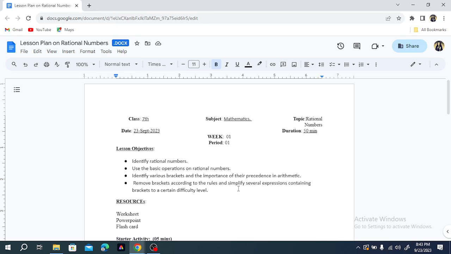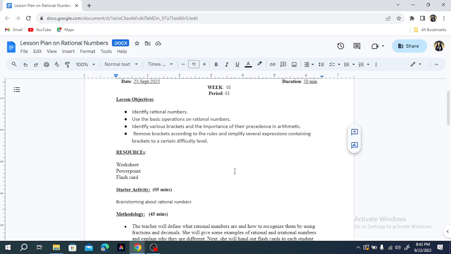Whatever your topic is, you have to write at least 4 or 5 objectives for your lesson, right? And what are the resources you are going to use? You will mention it here. And the second part, the resources. In my case, I'm using worksheets, I'm using a PowerPoint presentation, that is, I will be using multimedia. Basically, you should mention multimedia here. And then I'm using flashcards.